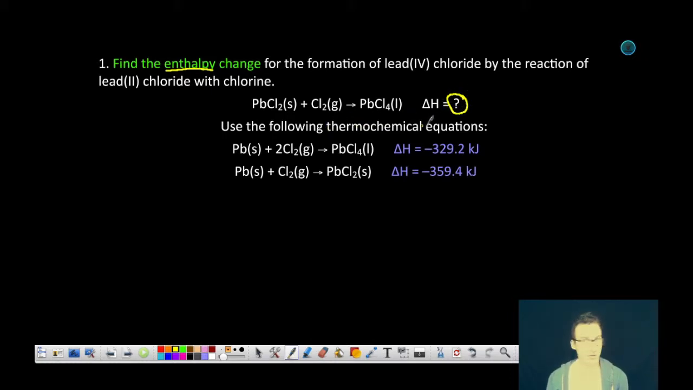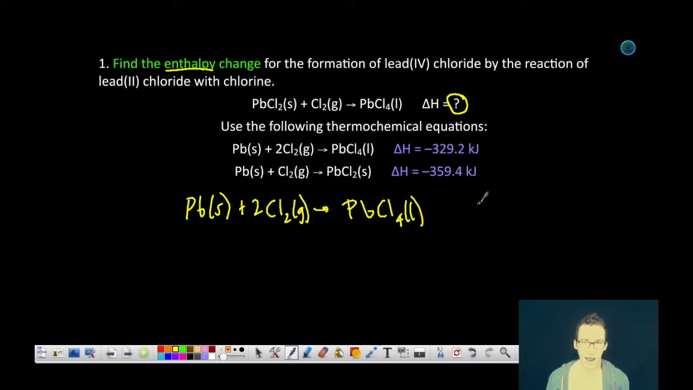We're given several thermochemical equations with known enthalpy changes for those equations and asked to determine what the enthalpy change is for this unknown. Well, using Hess's law, we can keep this first reaction the same, PbS, solid, plus 2 moles of chlorine gas will form 1 mole of liquid lead-4 chloride. And because I did not manipulate this equation in any way, my enthalpy change will remain unchanged.